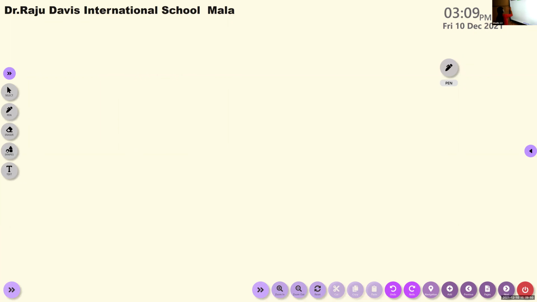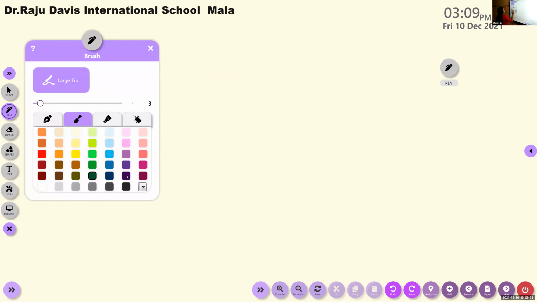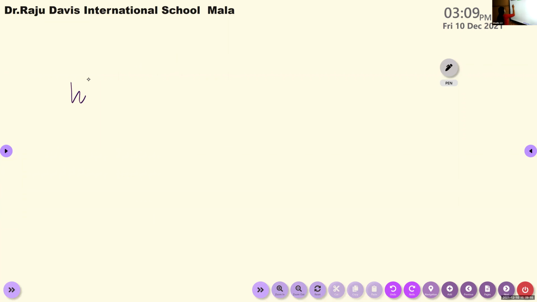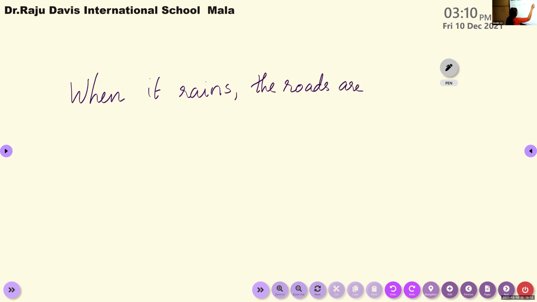So children, write this sentence: "When it rains, the roads are slippery." Full stop. Okay, so this is one sentence. This sentence is an example of a complex sentence. How can you identify this? This sentence has a main clause in it.